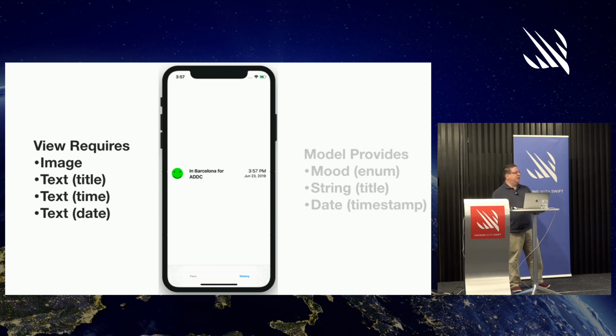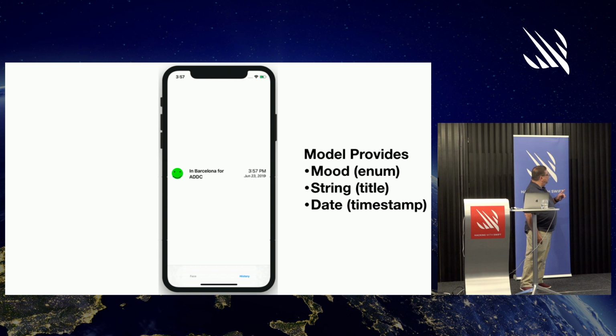But if you look at my model, it has an enum for the mood. My mood is an enum with joyous, happy, neutral, sad, and despondent as the values. The string is a title, so that's going to be easy to translate to another string. And I've got a date object, so I'm going to have to use a formatter of some type to pull out the time and the date as strings.